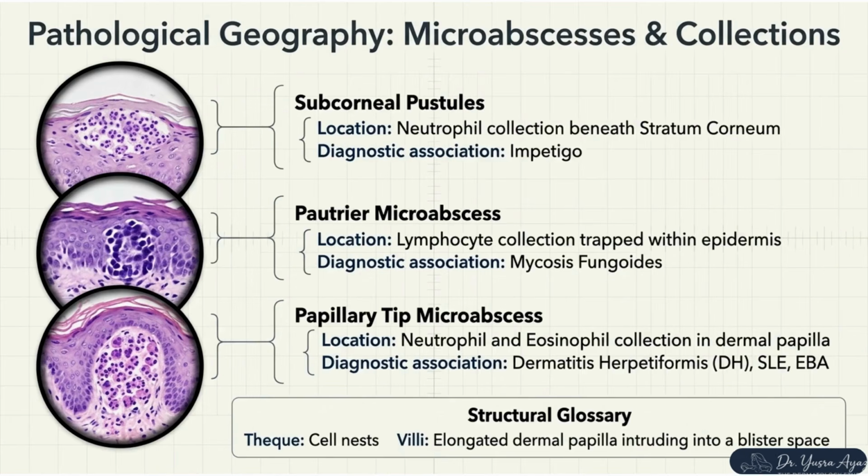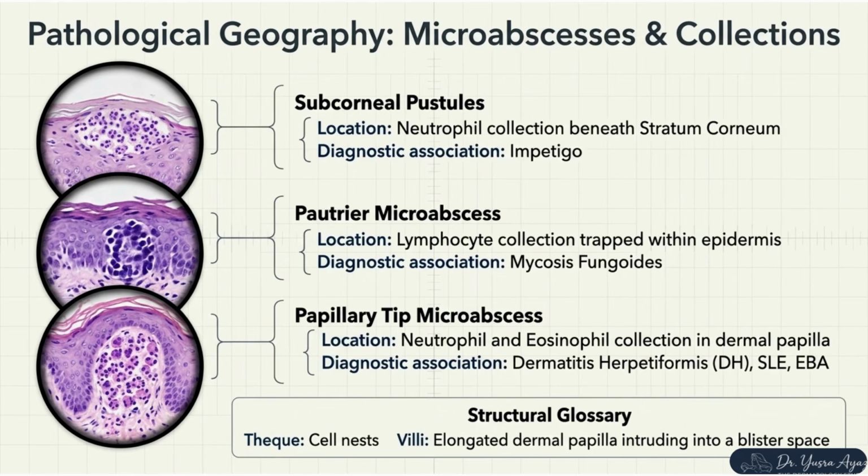Now we're entering one of the highest yield memory sections, microabscesses. And trust me, location is everything. Subcorneal pustules are collections of neutrophils beneath the stratum corneum. Classic association, impetigo. Pautrier microabscesses are collections of atypical lymphocytes within the epidermis. Think mycosis fungoides. Papillary tip microabscesses occur in dermal papillae, and contain neutrophils and eosinophils, seen in dermatitis herpetiformis.